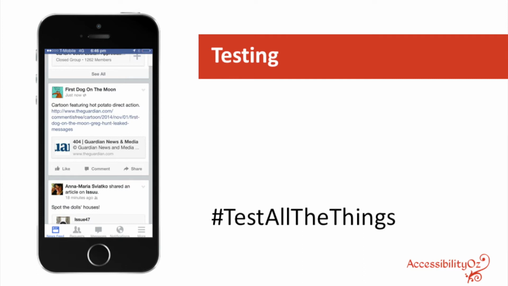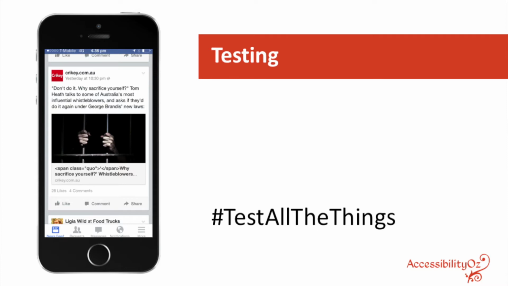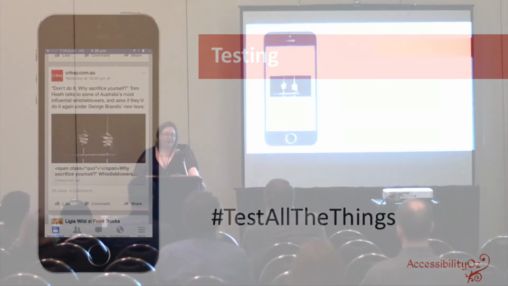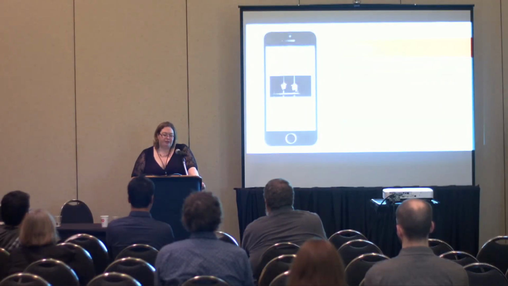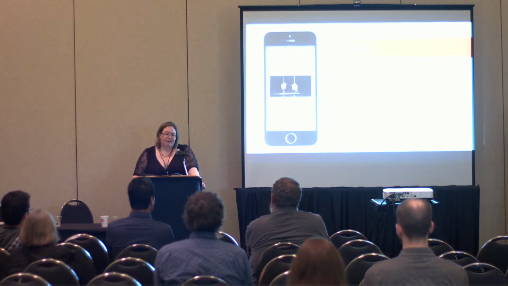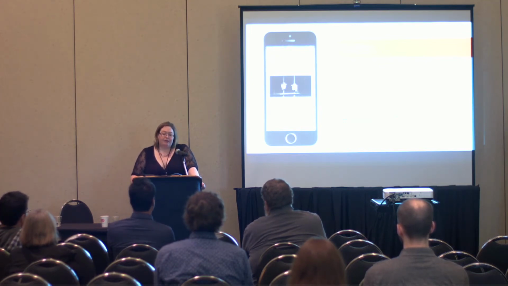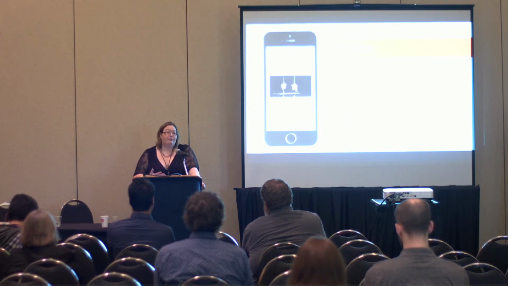And this is really my social media and accessibility presentation in one slide, which is all of a sudden, about a year ago, all this code started showing up in the headings of Facebook. So here it says span class equals quo, end span, why sacrifice yourself, whistleblowers, ... And it's not that everyone got together and said, let's put HTML in our headings. It's that Facebook changed something and all of a sudden the code that you put in there was hidden, started showing up. Now, most people got onto it within a couple of days, but Crikey, which is a bit like an alternative newspaper, took about 2 or 3 weeks before they actually fixed it. And so that's why you have to continually test, because they might change something.